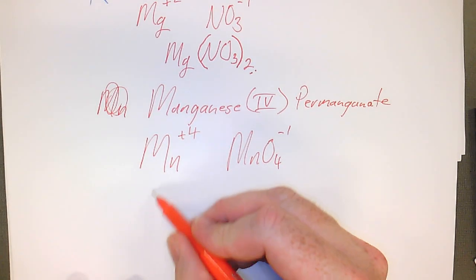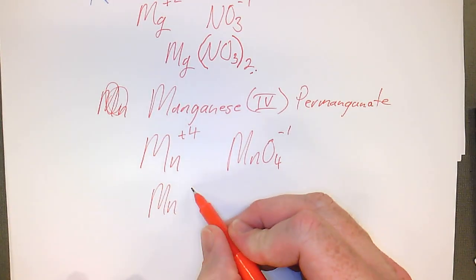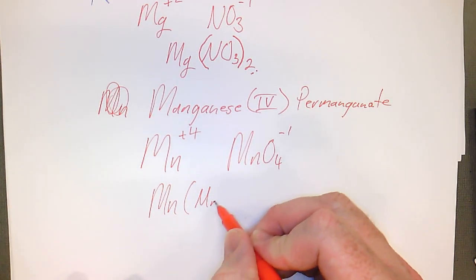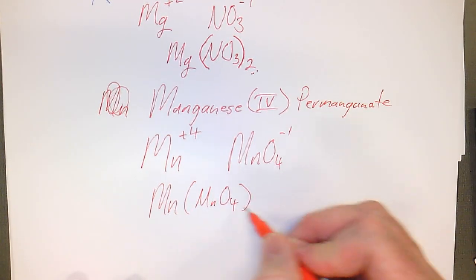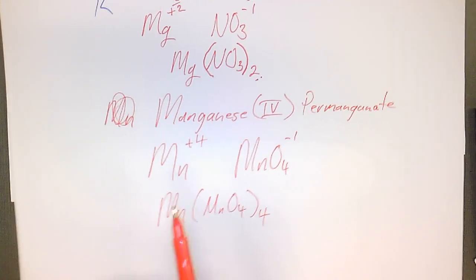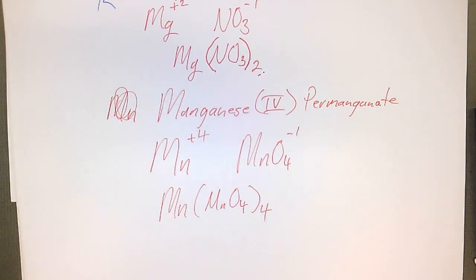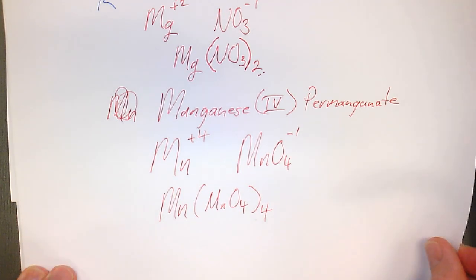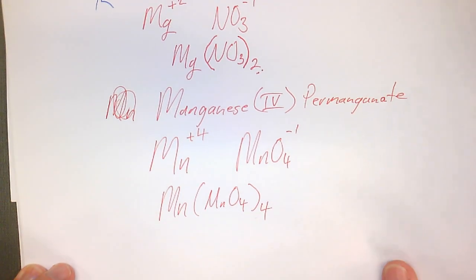I need 4. So we would go Mn parentheses MnO4 parentheses 4. You do not combine this Mn. If there are different components with the same element in it, we do not combine them in the final formula. Because again, that MnO4 is its own thing. All right, we're going to do one more example, and then I'm going to set you free to work on your stuff.